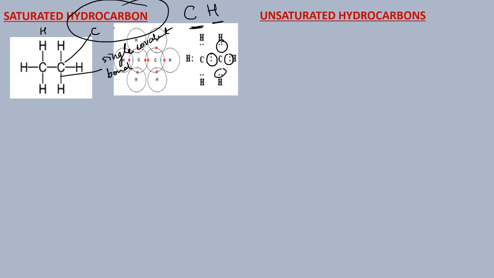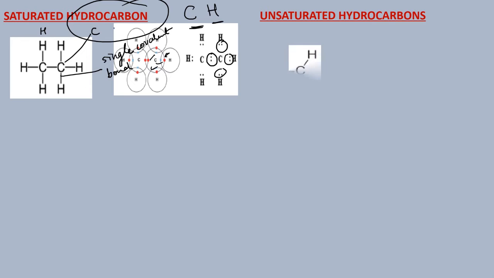Hydrogen is having one electron in the outermost shell and carbon is having 4 electrons in the outermost shell, and that's why carbon needs 4 hydrogen to have 8 electrons in the outermost shell, and each hydrogen is having only one sharing with carbon and its valency is satisfied.